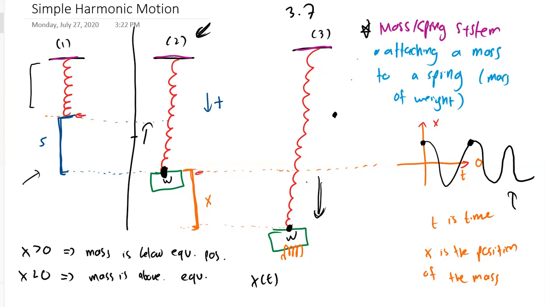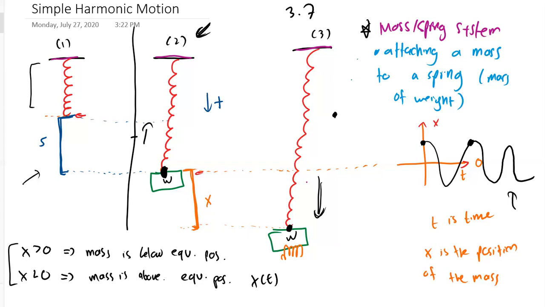And then here is just a summary of what I said. If x is greater than 0, the mass is below equilibrium position. If x is less than 0, the mass is above equilibrium position. So that's the setup. At t equals 0, that's going to be the time where we let go of this mass, of this weight. And then as time goes by, we're going to see how this mass oscillates, and how this particle is moving as this mass does whatever it does.